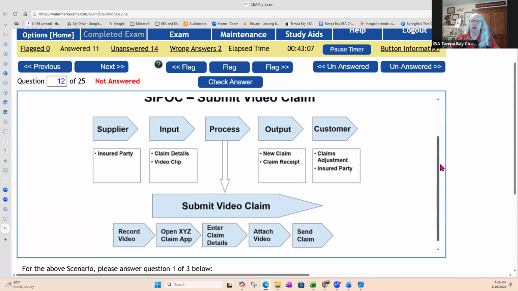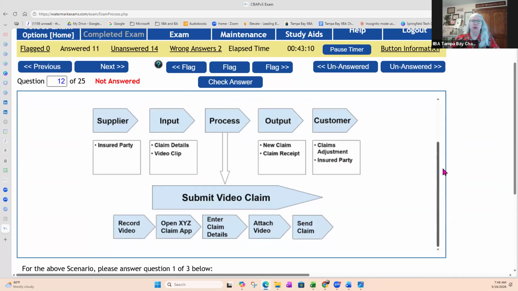I'm going to scroll down just a little bit so you can see it all. In this SIPOC, you've got your supplier, who is the insured party. The input is the claim details and video clip, and then it goes into the process. The process is down here, the process to submit video claim. First step is record the video.